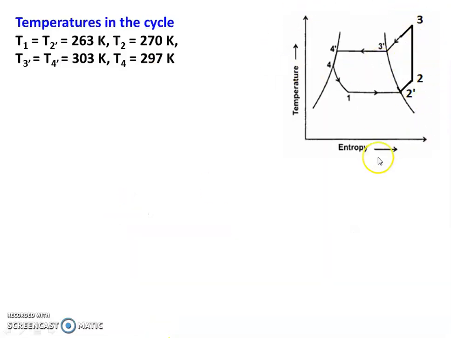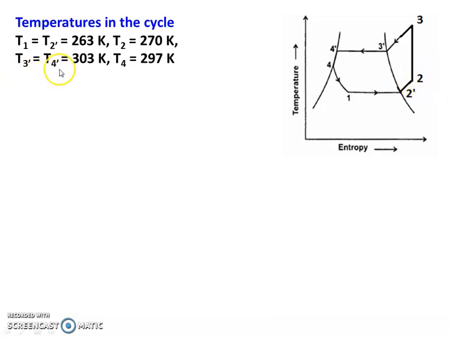And this is the refrigeration cycle, temperature entropy diagram. 1 to 2 is the evaporator. So 1 to 2 dash, 2 dash is the saturation point and there is superheating. The superheating temperature is 7 degrees. So T1 equal to T2 dash equal to 263. And T2, with 7 degree superheat, 263 plus 7 equal to 270 Kelvin. So here the temperature is 270 Kelvin.